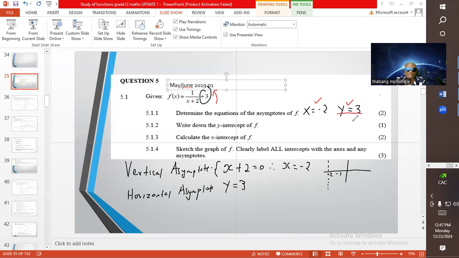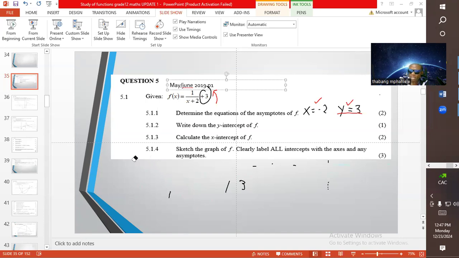Now they are saying write down the y-intercept of f. The function f has a y-intercept. So we know that this graph, let's say we have the y-axis and the x-axis. This graph of the hyperbola will cut the y-axis. Suppose the graph is like this. I'm not saying this is the real graph.